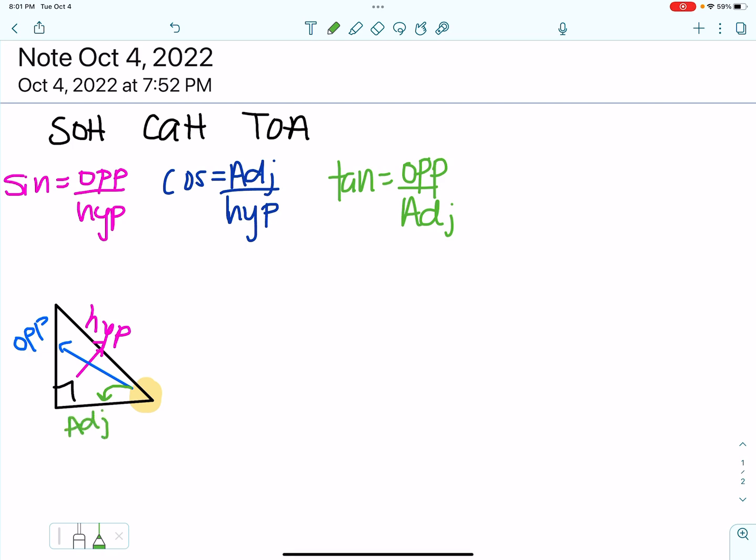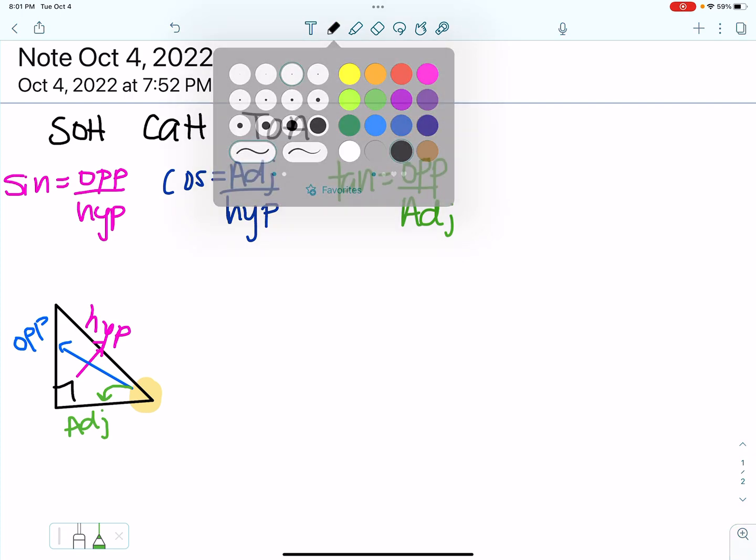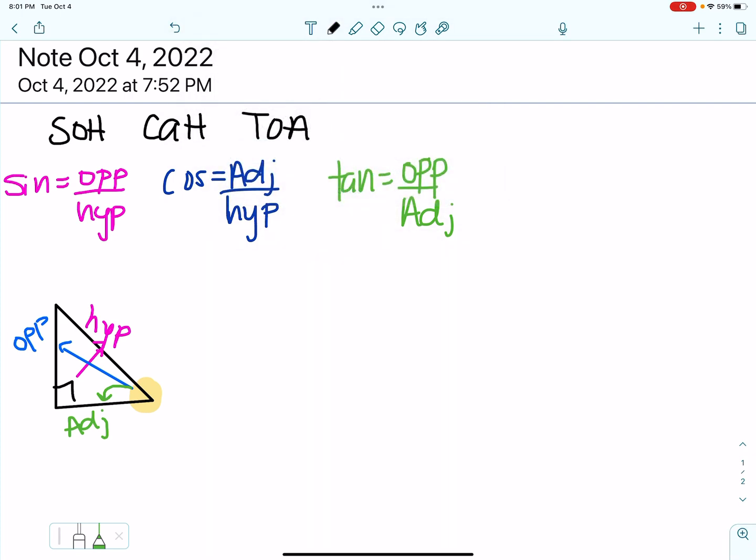Now, let's say we were looking at the same triangle, but from the other angle. So let's say we have another right triangle that looks very similar to that. I know it doesn't look perfectly similar, but it'll do. And this is your right angle. Again, this is always going to be your hypotenuse. That is the side that is across from the 90-degree angle.